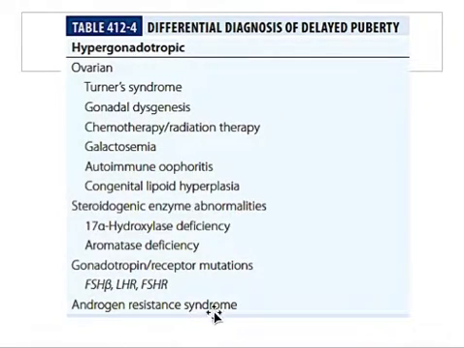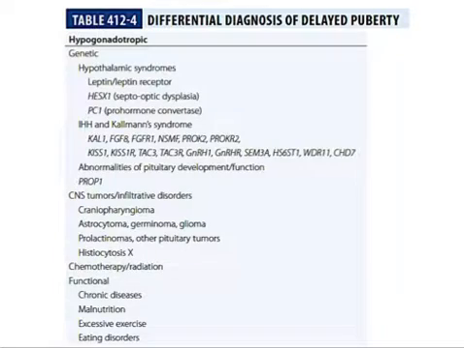Or you can also have androgen resistance syndrome. So the receptors for your androgens are not working properly, so therefore the hormones cannot act on your target peripheral tissues. What else? If the problem is central, then you will have a hypogonadotropic type of delayed puberty, meaning the problem is either in the hypothalamus or in your pituitary, and the classic condition would be either idiopathic hypogonadotropic hypogonadism or your Kallmann syndrome.